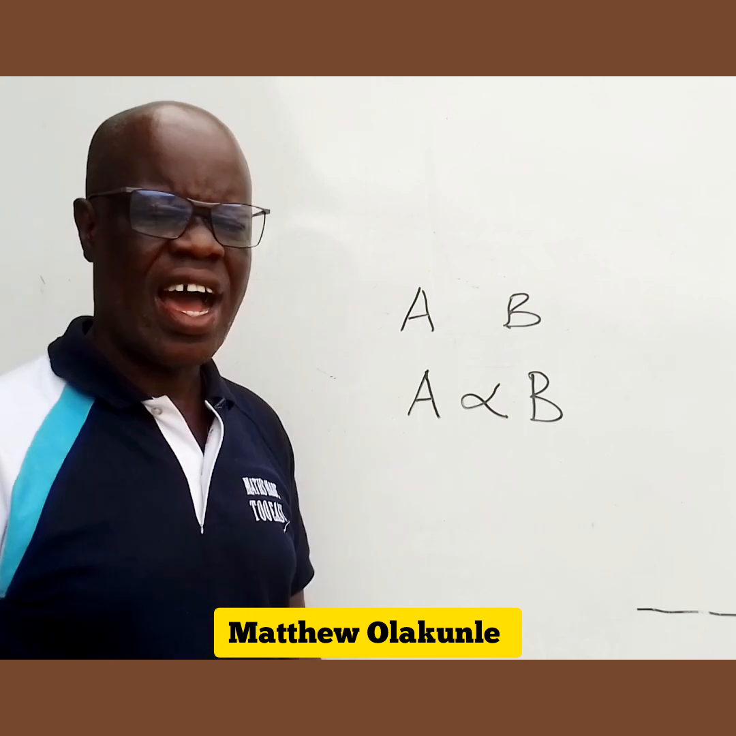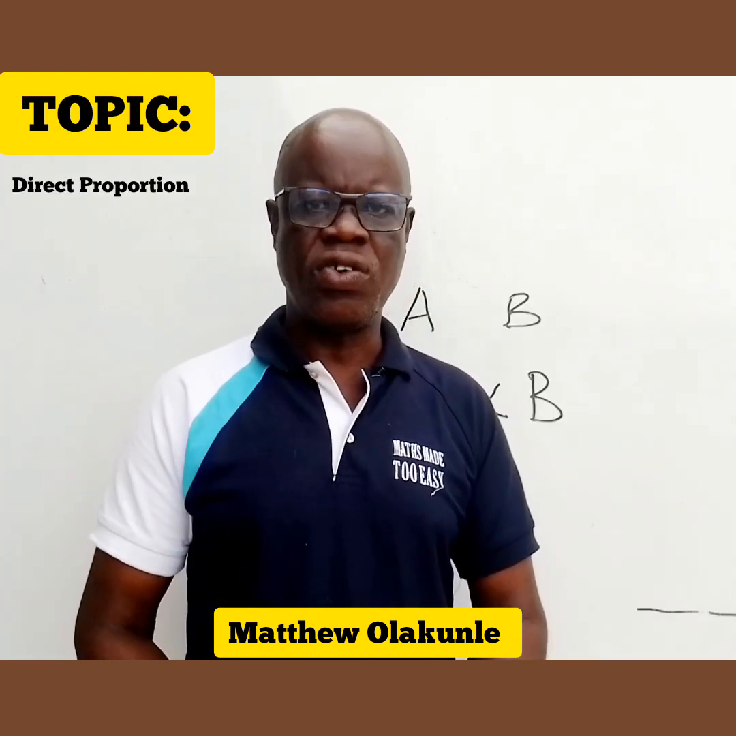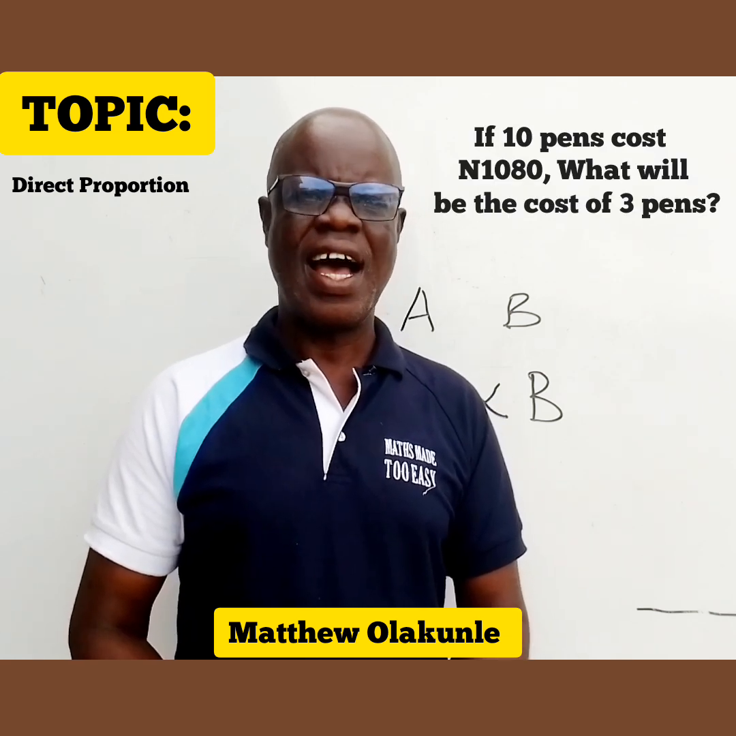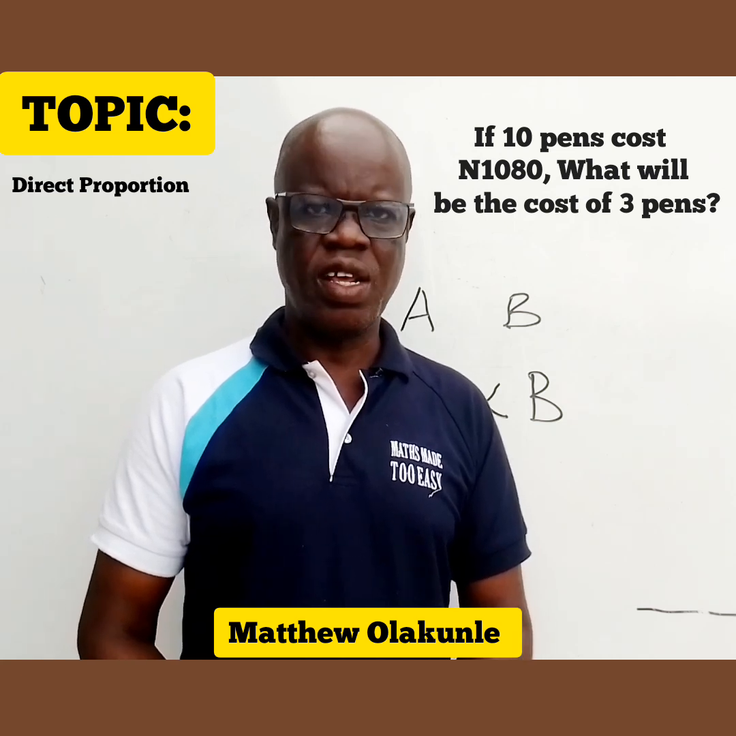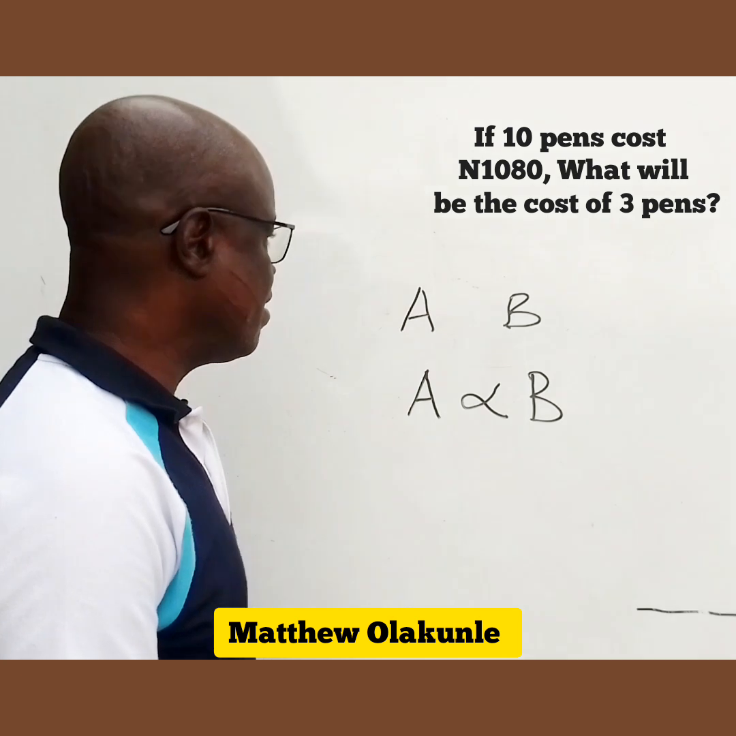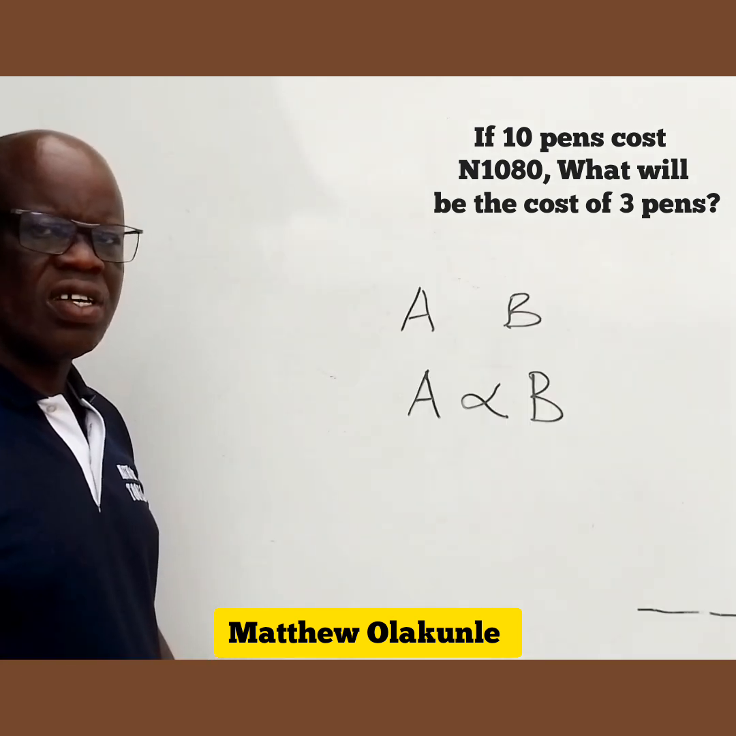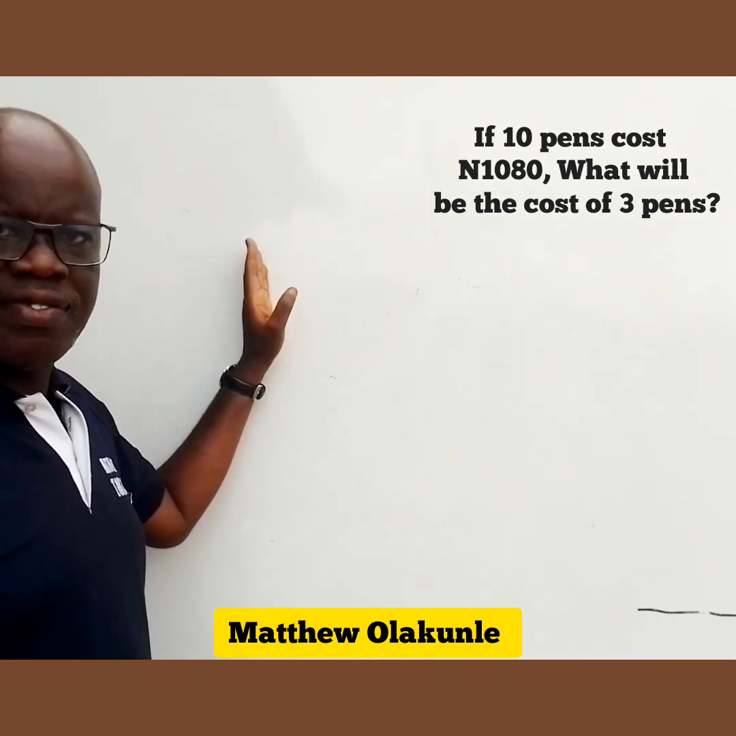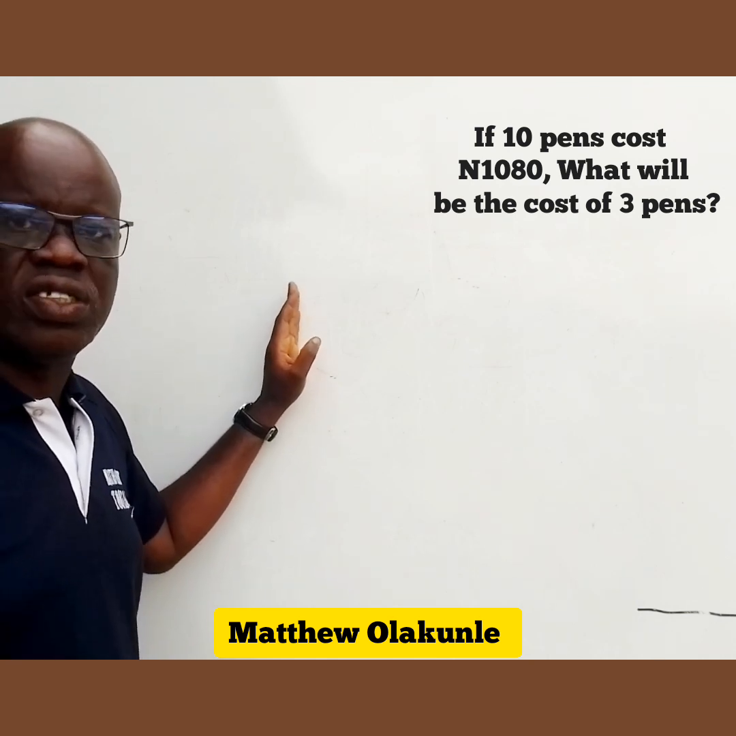Now let's look at one example. The example reads thus: if 10 pens cost 1,080 naira, what will be the cost of 3 pens? Now, in that case, what you will do is you express that question in form of ratio. You have the pens, then you have the cost. So these are two different quantities.